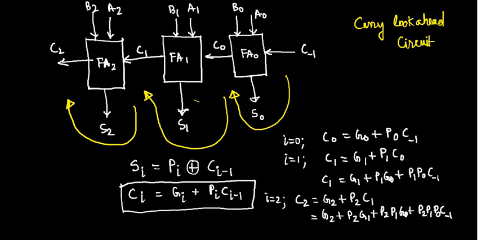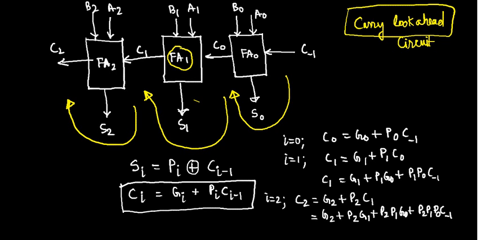Now, for example, let's consider this FA1. FA1 doesn't have to wait till C0 is calculated. This C0 is directly dependent on C minus 1 and so on. So this kind of adder is called a carry look ahead adder or carry look ahead circuit. This is widely used in digital electronics.